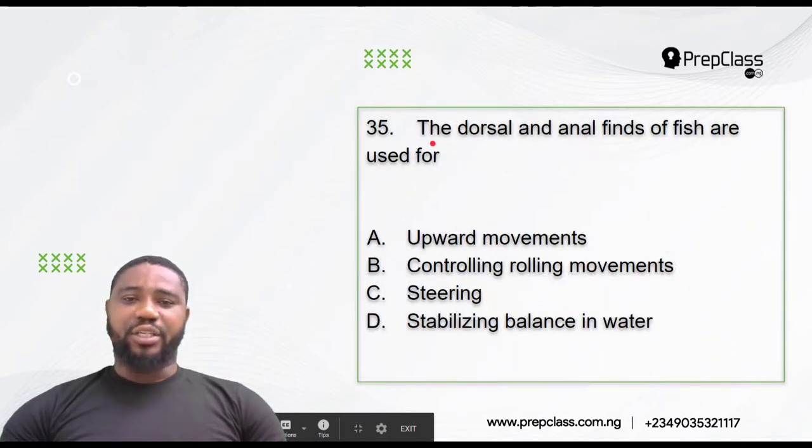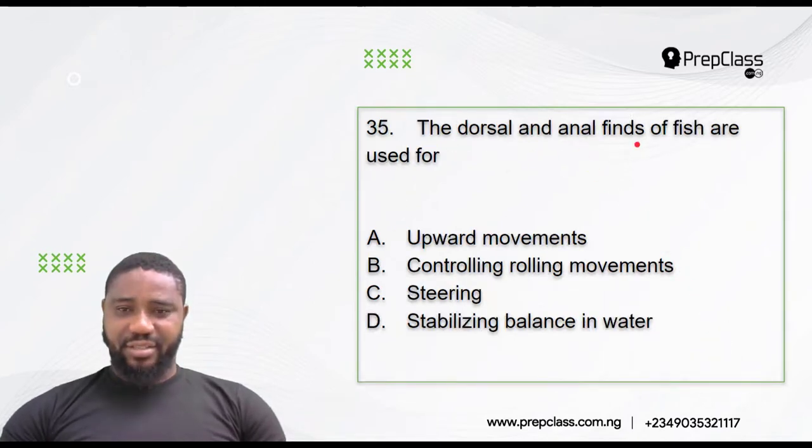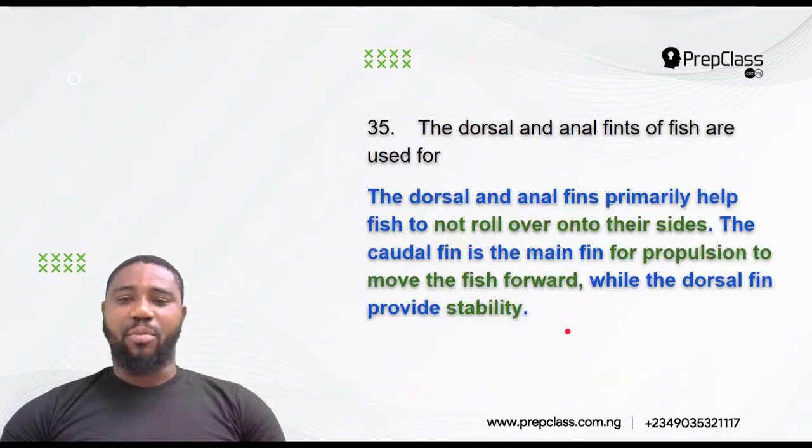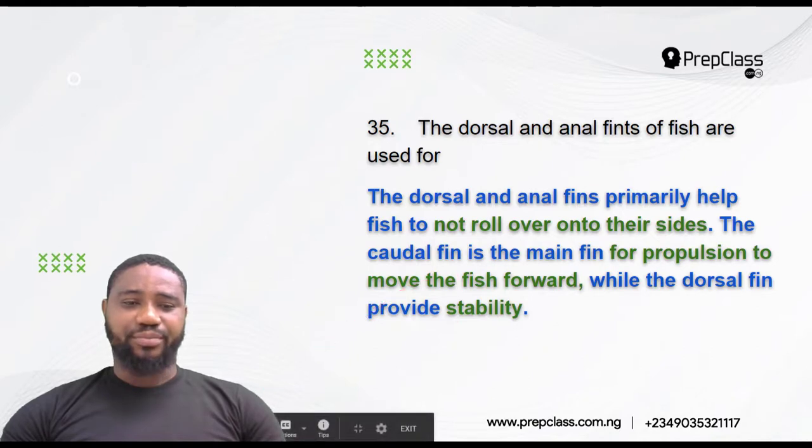35. The dorsal and anal fins. Fins, not finds. This must be a typo when the material was being created. The dorsal and anal fins of a fish are used for. Is it upward movements? Is it controlling rolling movement? Is it steering? Is it stabilizing balance in water?